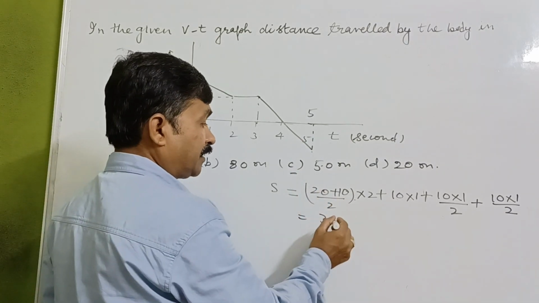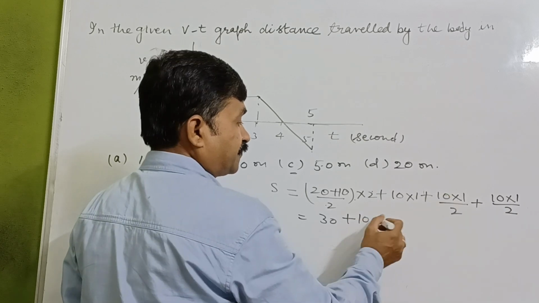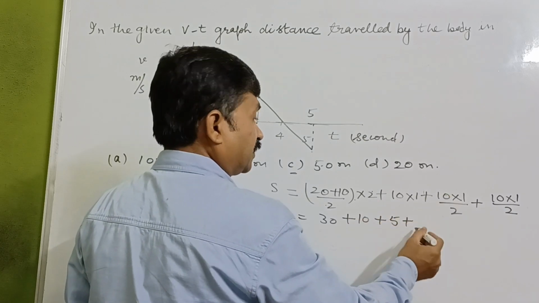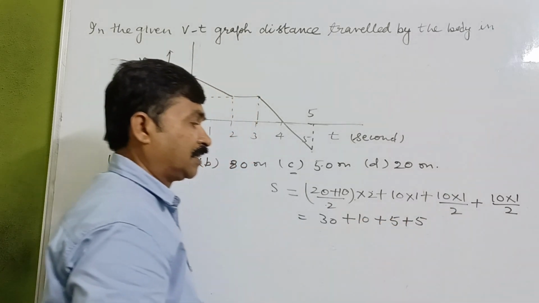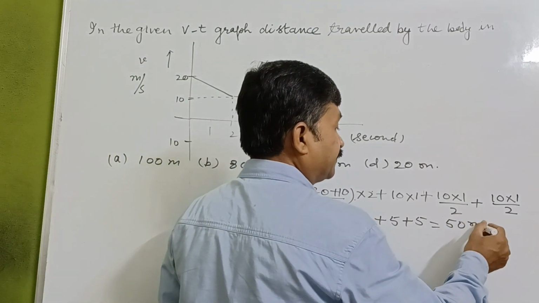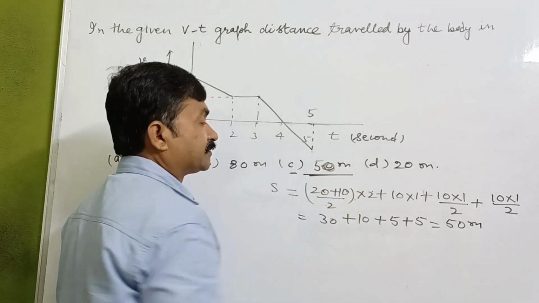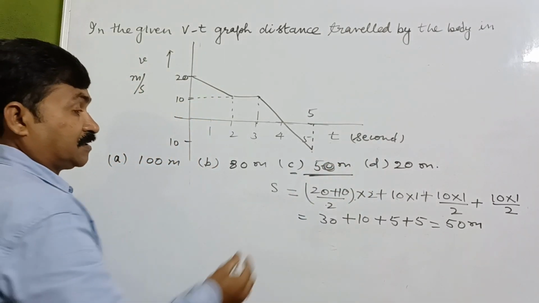So it is 30, the 2s cancel, plus this is 10, this is 5 and this is again 5. So here it is 30 plus 10 plus 10, which means 50 meter. So the correct answer is C, 50 meter.